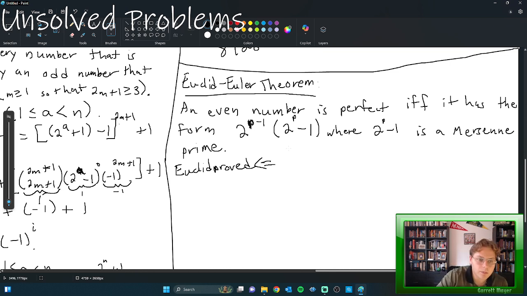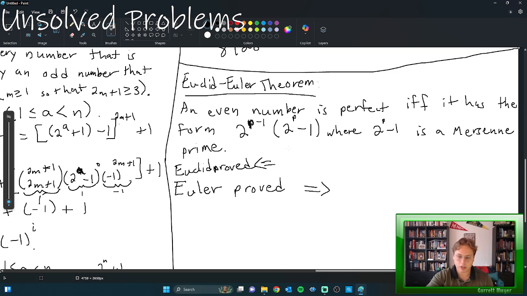But ultimately, he didn't prove the other direction. You had to wait a couple centuries for that, for when Euler came around. And Euler proved the other direction. So he's basically proving if a number is an even perfect number, it has the form 2 to the power of p minus 1 times (2 to the power of p minus 1), where 2 to the power of p minus 1 is a Mersenne prime. And this theorem establishes this very foundational connection between even perfect numbers and Mersenne primes.